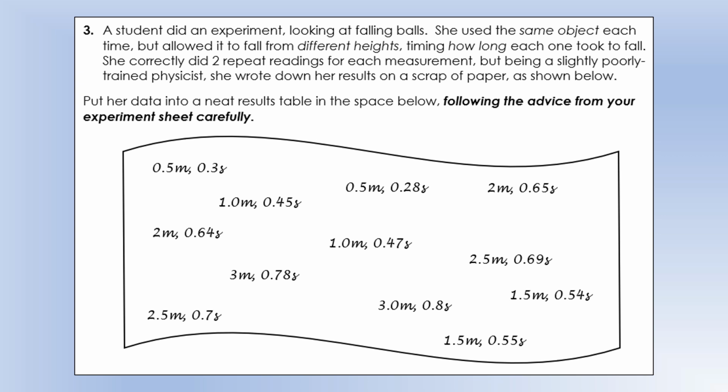Okay, so finally, looking at recording data in a table. A student's done an experiment looking at falling balls. She used the same object each time, but allowed it to fall from different heights, timing how long it took. At the moment, the student has been a very poor physicist because we've just got data all over the place. They haven't used a table like is appropriate. So I'll show you what this would actually look like if you've done the experiment properly.